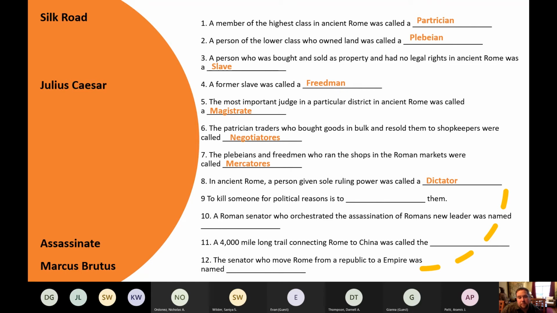And then to kill someone for political reasons is to what? Evan, go ahead. Assassinate. Good, assassinate. And then, this one is mentioned in your readings, but it's not mentioned in this PowerPoint. So you can probably figure it out by process of elimination. But where it says a Roman senator who orchestrated the assassination of Rome's new leader was who? Evan, you know this one too?